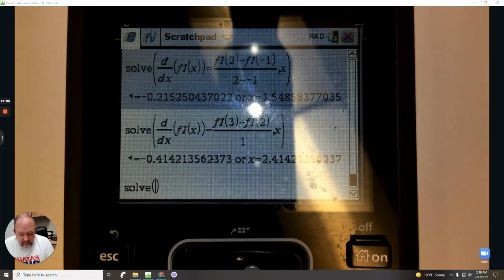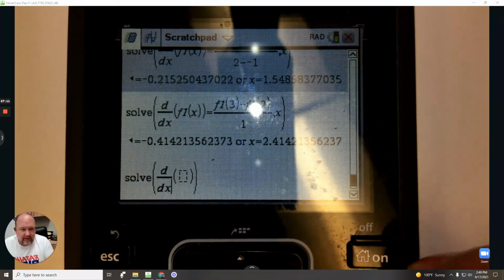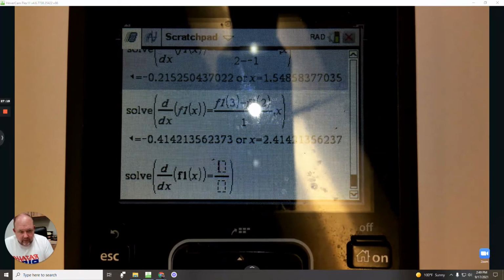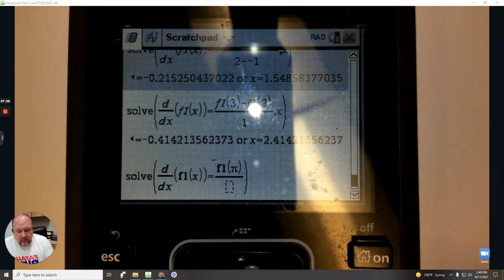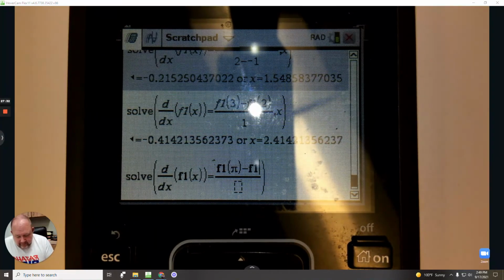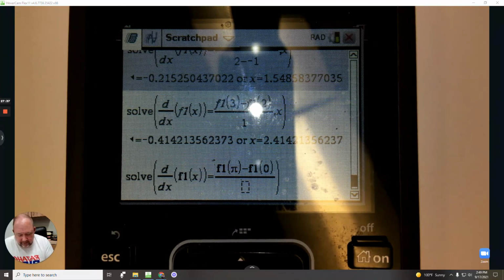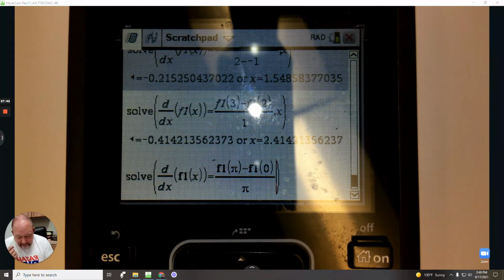What am I solving? So I want the derivative of f1 at x, what I just typed in, equal to f1 at pi subtract f1 at 0, and then in the denominator pi take away 0 is just pi, and then we want to solve it for x.